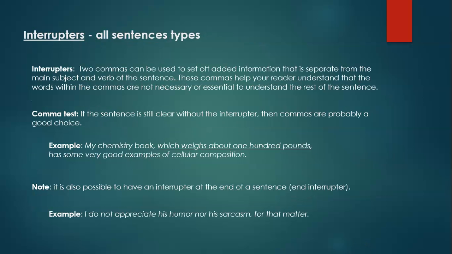Interrupters, all sentence types. Two commas can be used to set off added information that is separate from the main subject and verb of the sentence. These commas help your reader understand that the words within the commas are not necessary or essential to understand the rest of the sentence. Comma test: if the sentence is still clear without the interrupter, then commas are probably a good choice.